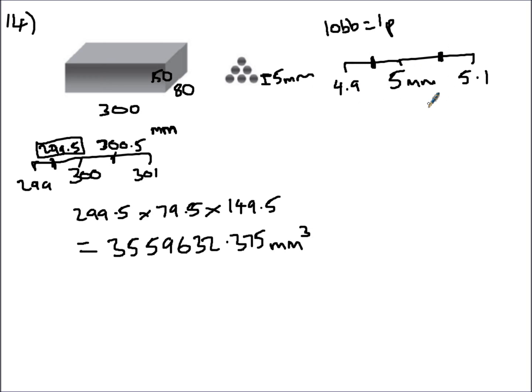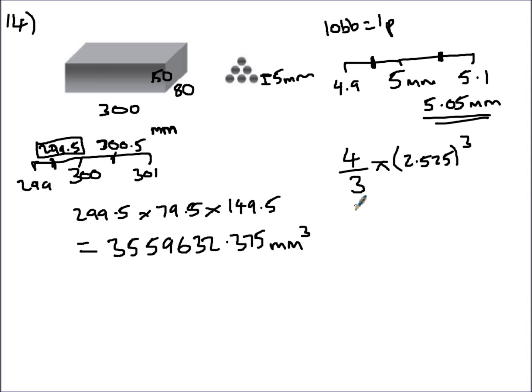And then we take these values in here. So 5.05 millimetres. That's our value in there. Now we're going to work out the volume of a single sphere. Now the way you work that out is on the following sheet. It's 4/3 pi r cubed. Now our r is half because this is the diameter, so it's 5.05 halved, which is 2.525. So we're going to cube that value.